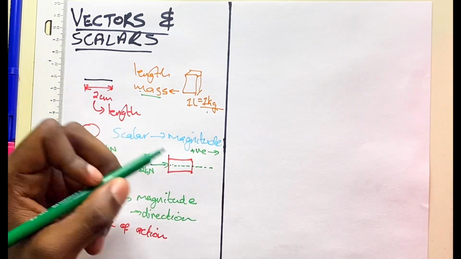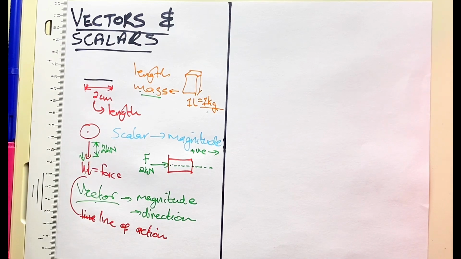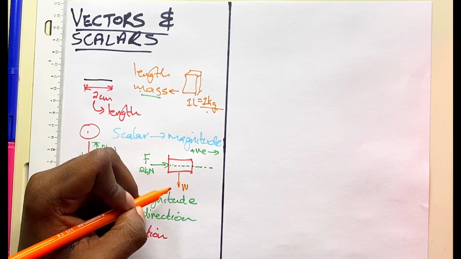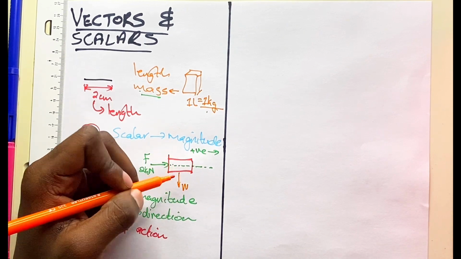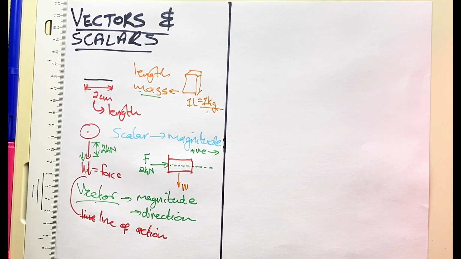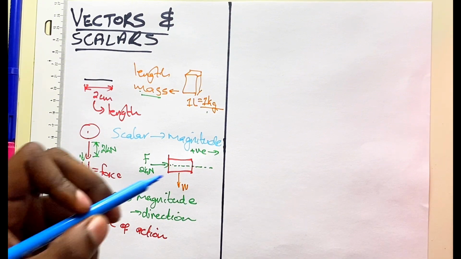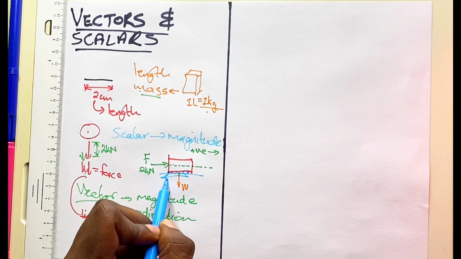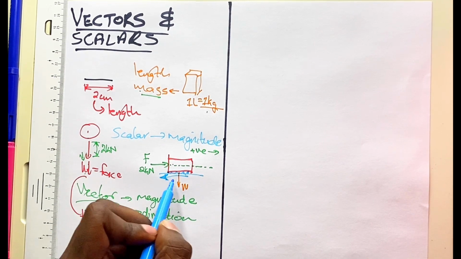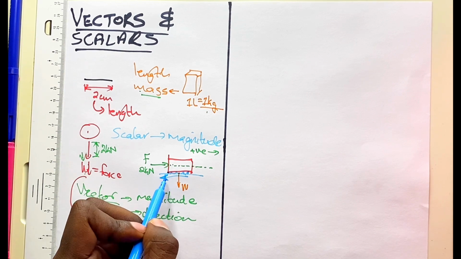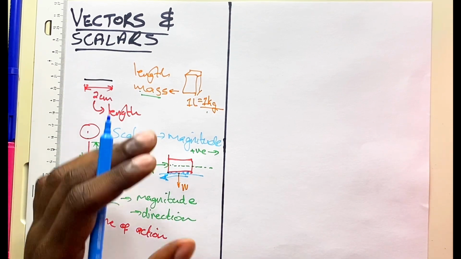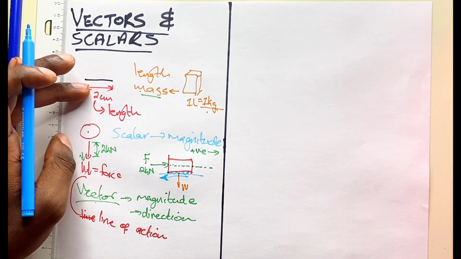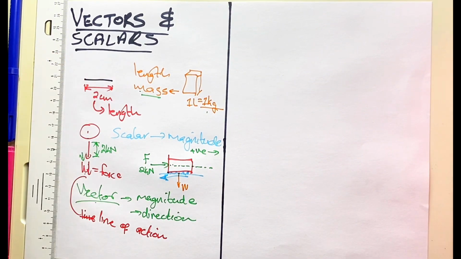Other forces that may be acting on that box could be the weight, it's being pulled down by weight. The line of action will be in the y-axis. You could also have some sort of friction if it's on the table, and friction opposes motion, so it will act in this direction. So they will have magnitude and direction and a line of action. So that is how you define vector and scalar quantity.